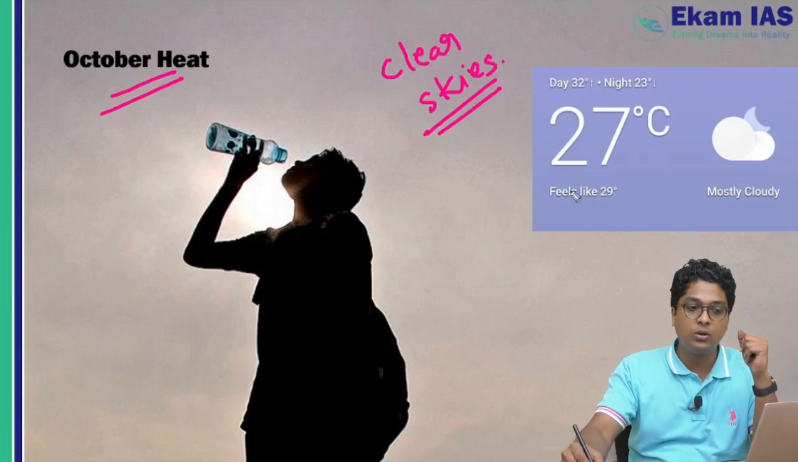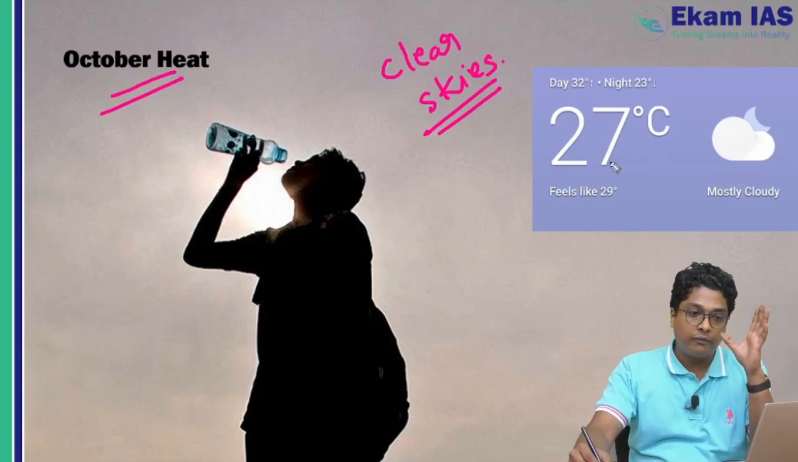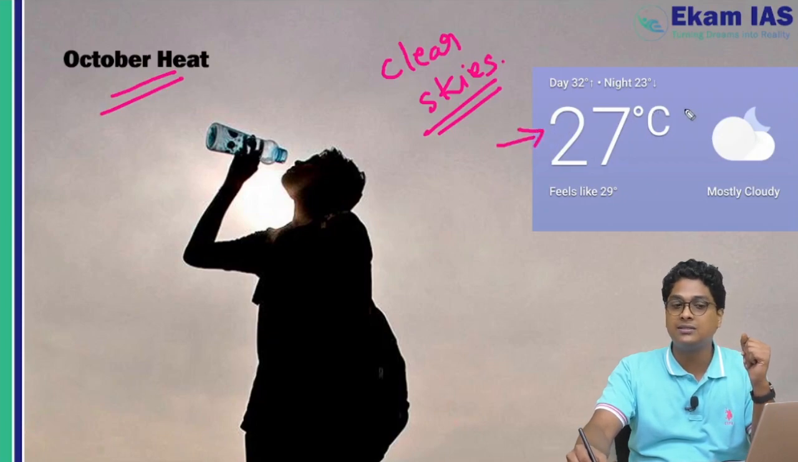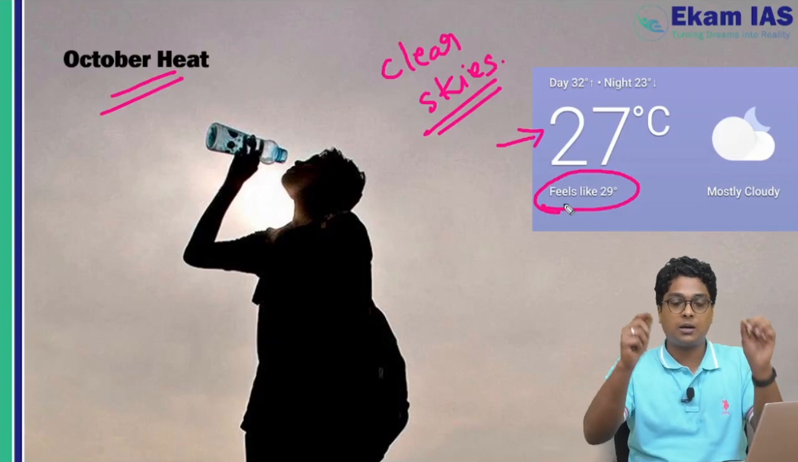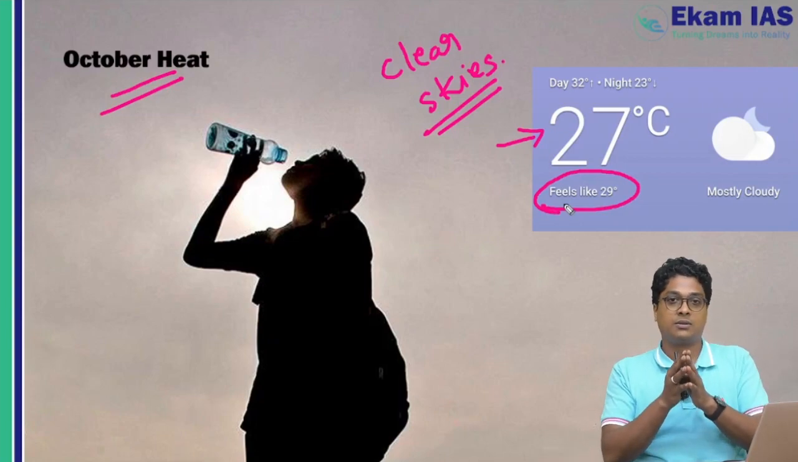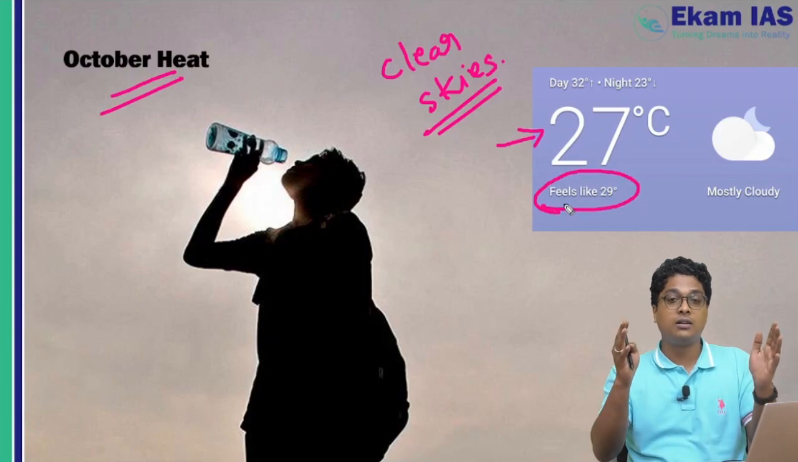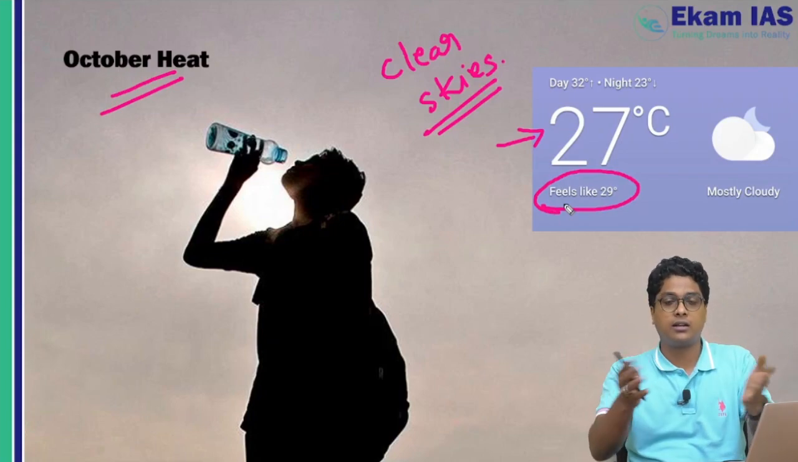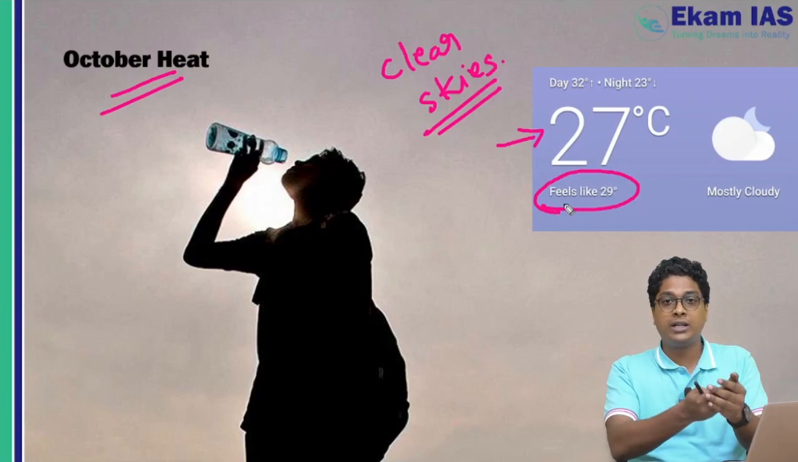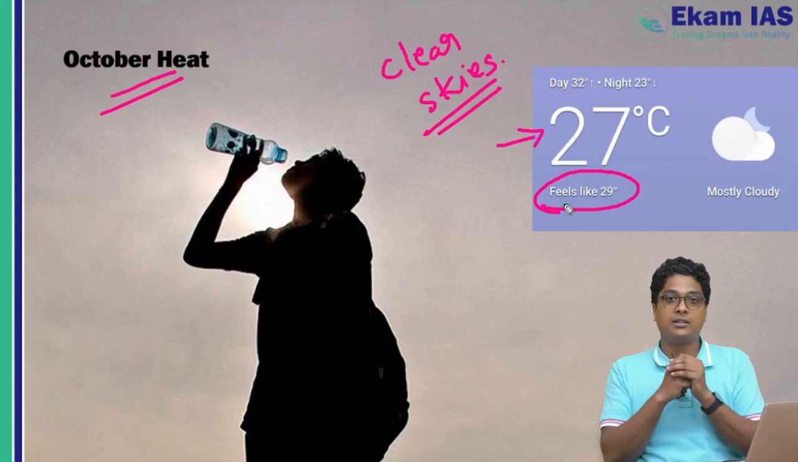Now I have included a screenshot from the weather app. Here the temperature is given as 27 degrees Celsius, feels like 29 degrees Celsius. Please comment, have you ever noticed this? Have you ever wondered why it always shows that feels like? Sometimes it will be 32 degrees Celsius, feels like 35 degrees Celsius.